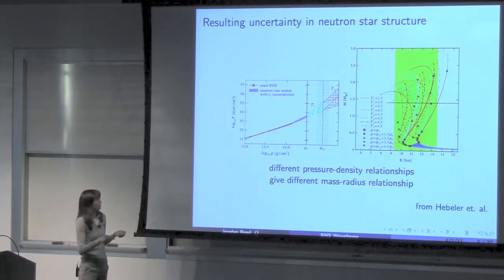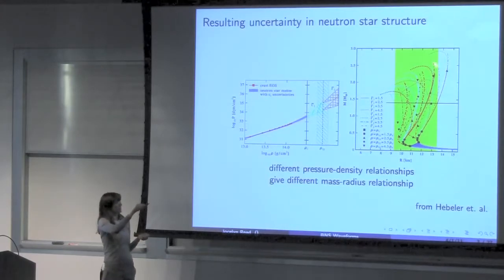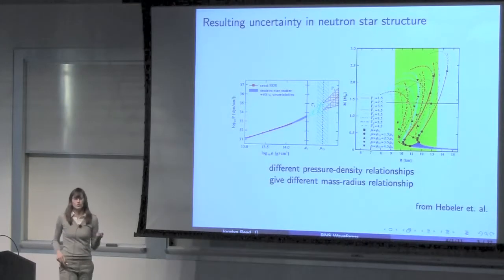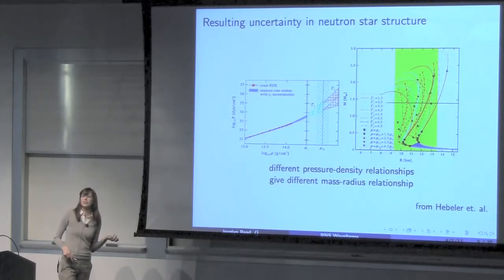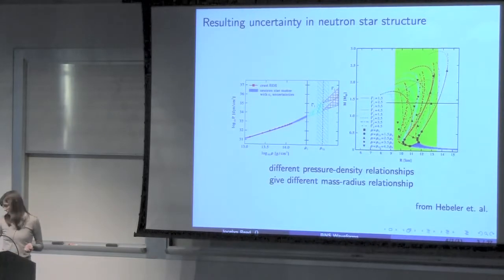So this is a very common thing to do, to translate from some pressure-density relationship into a particular mass-radius relationship. And then you can also consider other properties, such as the moment of inertia as a function of mass, or the tidal deformability as a function of mass, which I'll talk about later.